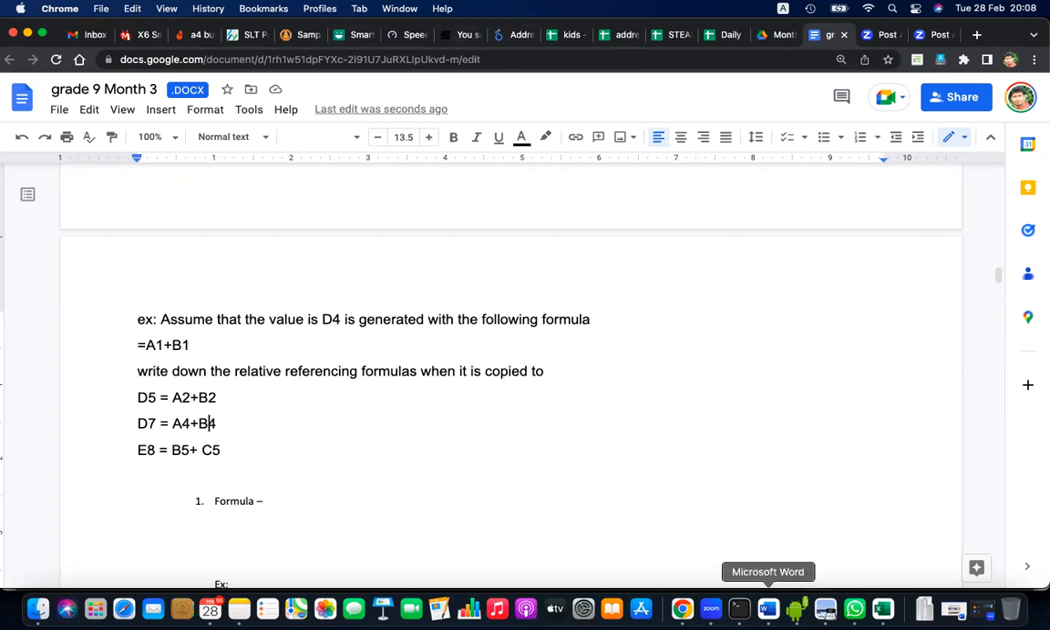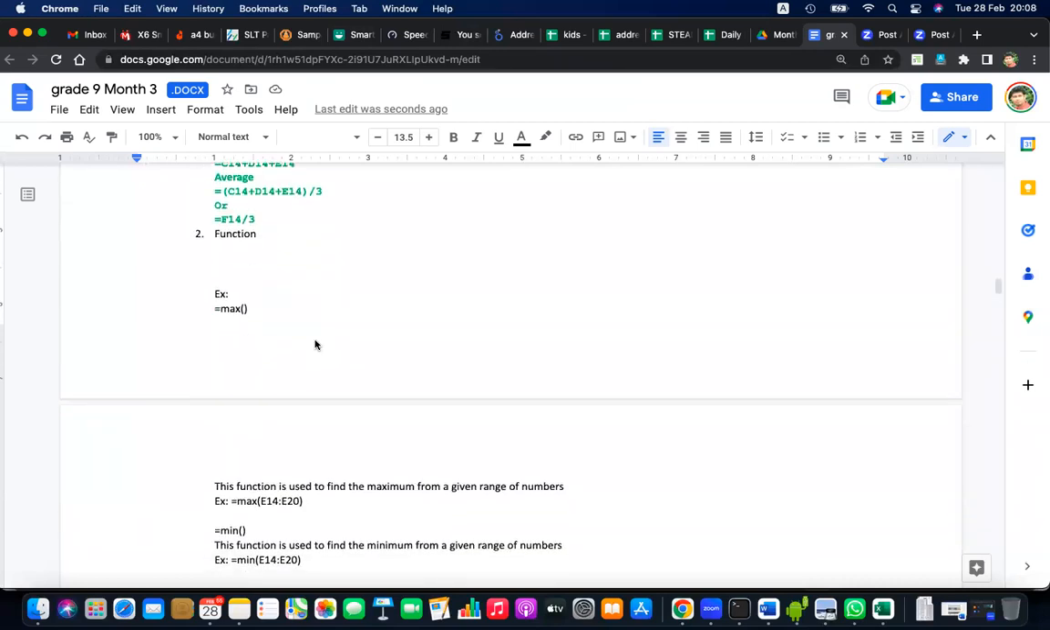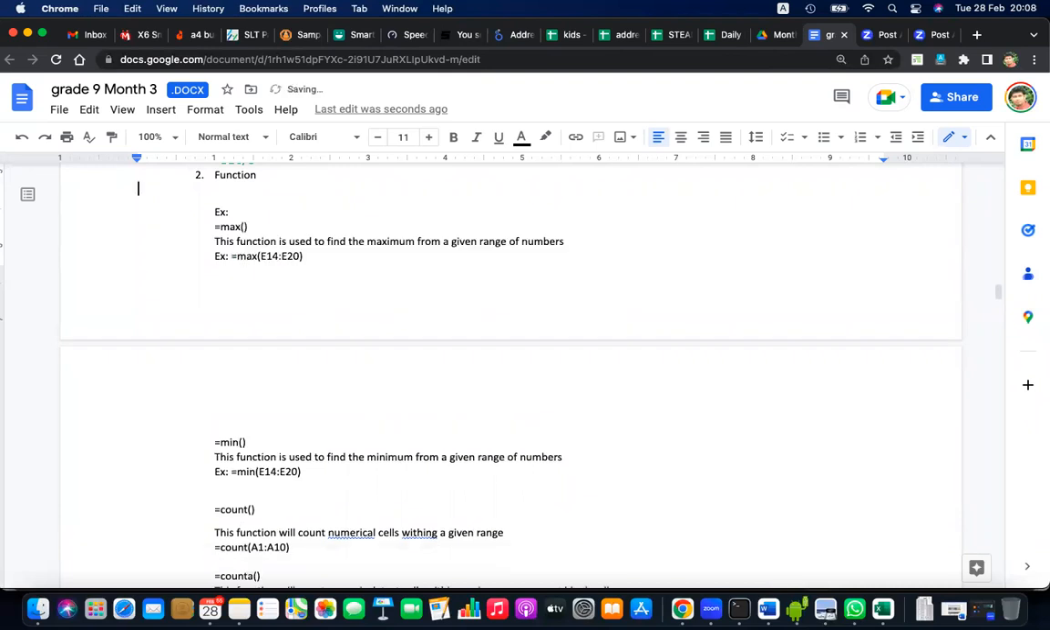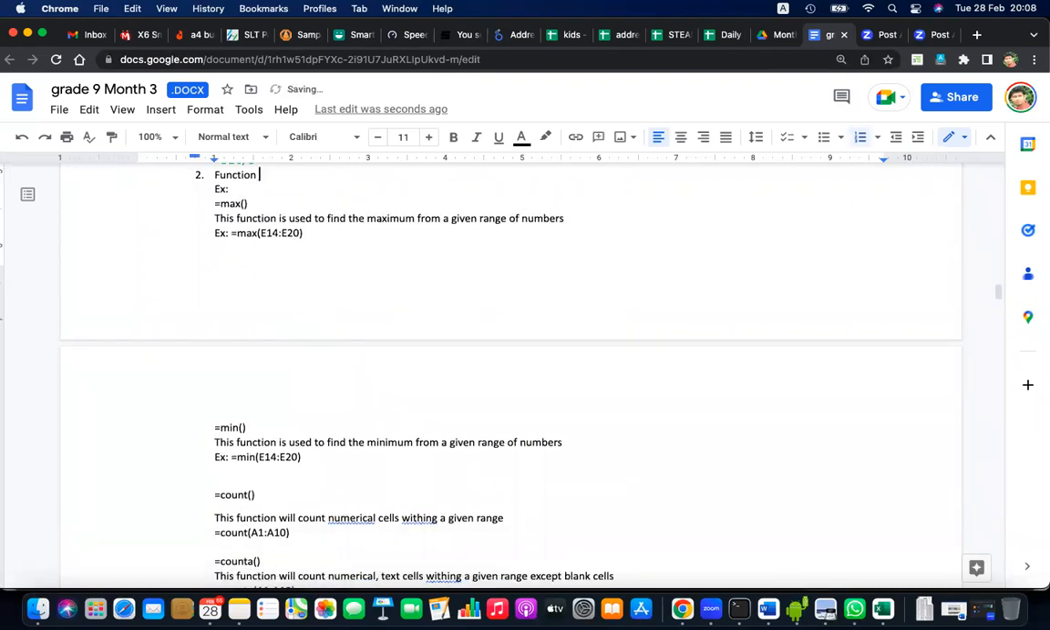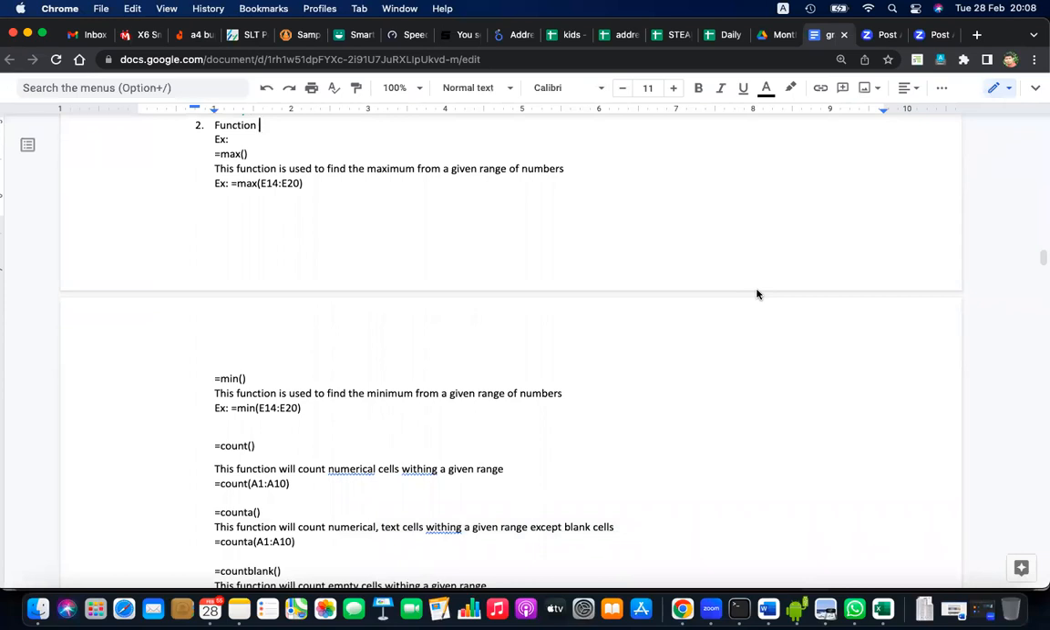Okay. So what is next? We have already learned about formulas and functions. Under functions we need to learn a few functions. Let me quickly explain. Max is the function to discover the largest from a given range. Min will discover the minimum from the given range. So take a screenshot if you want. I will anyway give these notes later.